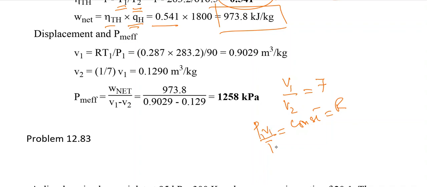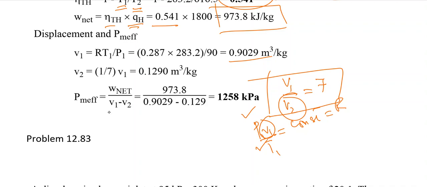So P1 V1 divided by T1 is equal to R. R for the air is 0.287. We have already got P1, we have already got T1. You can find the volume V1 easily, and this is 0.9029 cubic meter per kg. Now for the volume V2, we can simply use the compression ratio equation, since we have already got V1. Just putting the values, you can find the volume V2. Putting that volume V1 and V2 in this equation, you can find the mean effective pressure, which is equal to 1258 kilopascal.